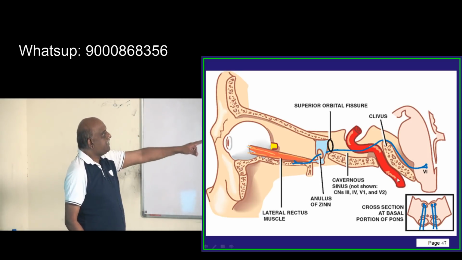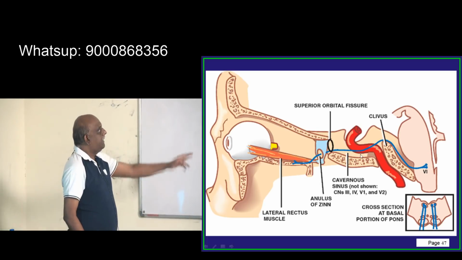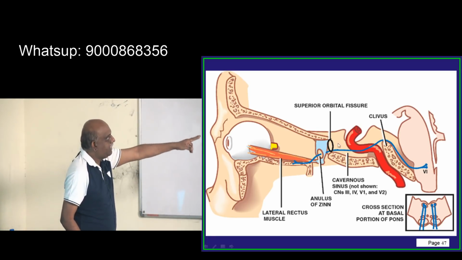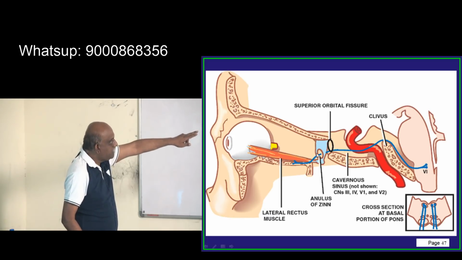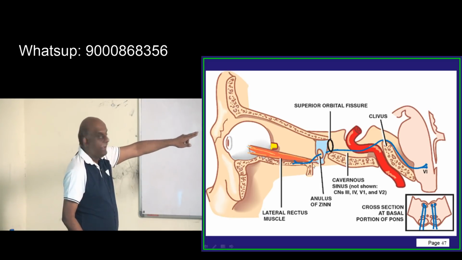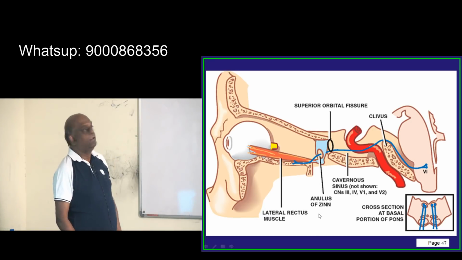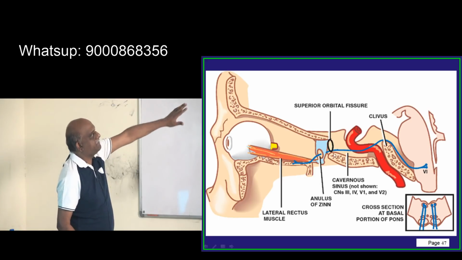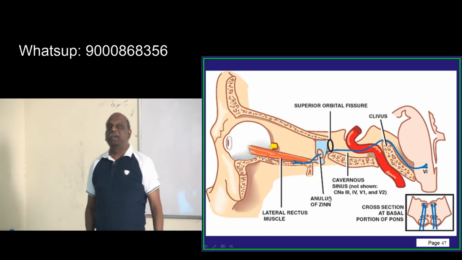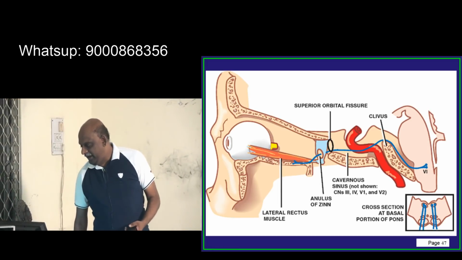and it will be passing through the cavernous sinus, then through the superior orbital fissure it passes, enters, passes through the annulus of Zinn, and then goes and innervates the lateral rectus muscle. So this is the journey between the pons to the lateral rectus muscle for your 6th cranial nerve. The abducens is what you need to basically remember.